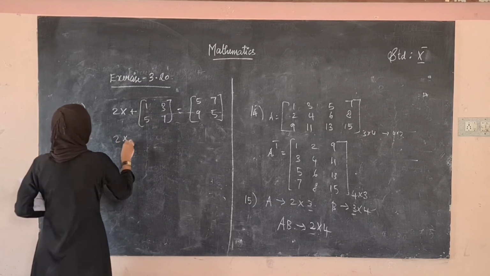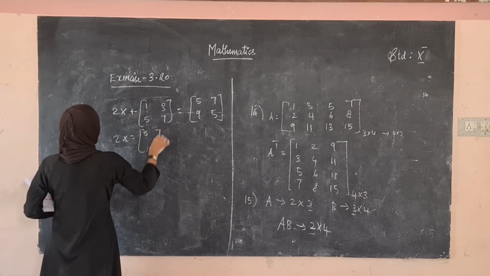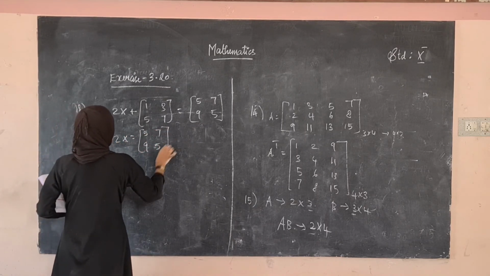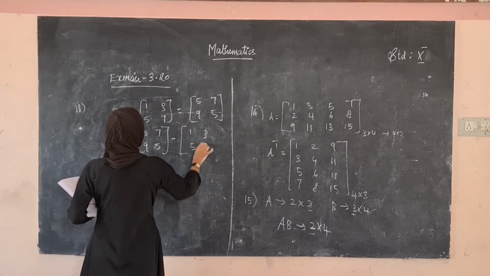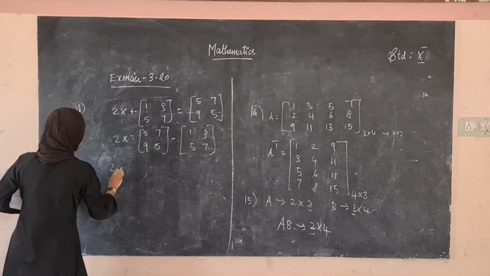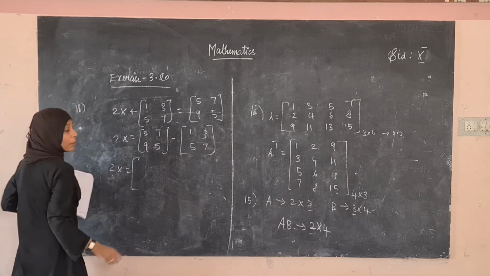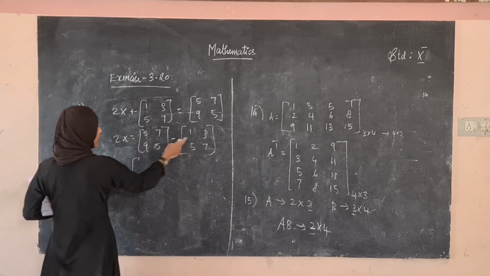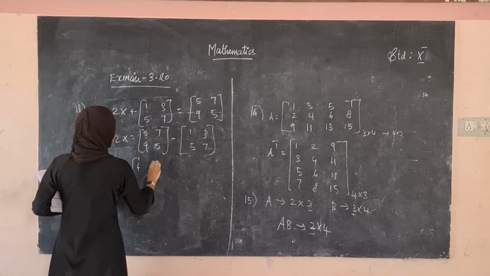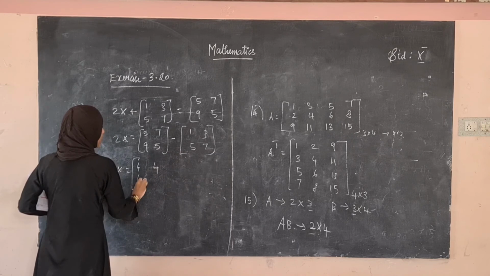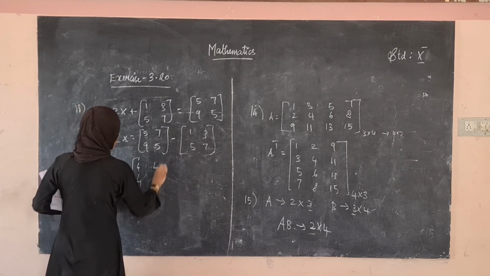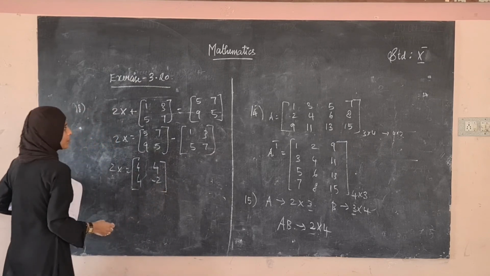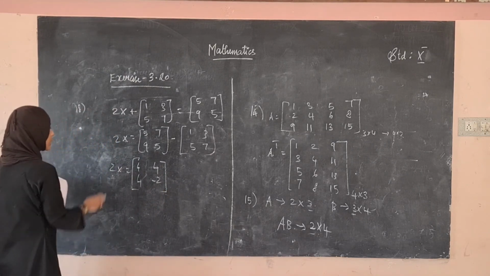So, 2X is equal to 5, 7, 9, 5. Bring this matrix to the right hand side, it becomes negative 1, 3, 5, 7. So 2X is equal to, subtracting means you have to subtract each and every element. 5 minus 1 is 4, 7 minus 3 is 4, 9 minus 5 is 4, and 5 minus 7 is minus 2, right? Am I right? Yes.